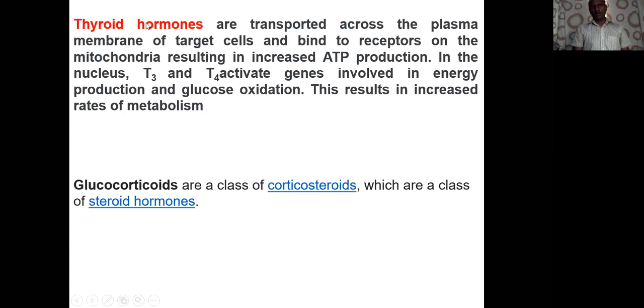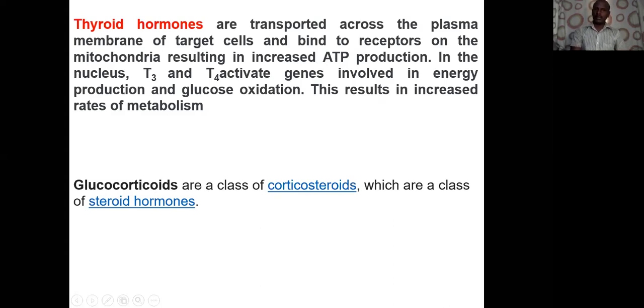Another hormone, thyroid hormone. We know that it is a hormone that acts on each and every cell, and it has various functions. One of the functions is glucose metabolism. It increases the glucose metabolism, and in the mitochondria there is increased production. Thyroid hormone, T3, triiodothyronine, and thyroxine, increases the glucose metabolism and thereby increases the production of ATP.